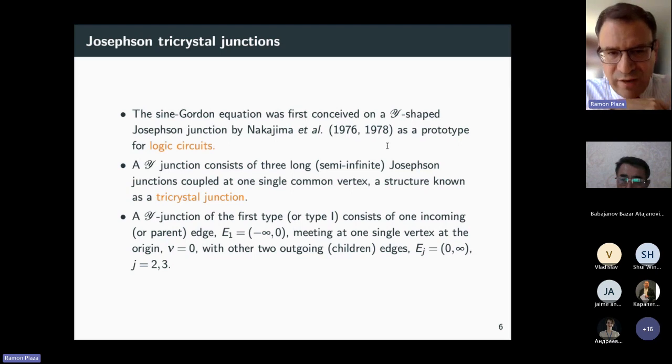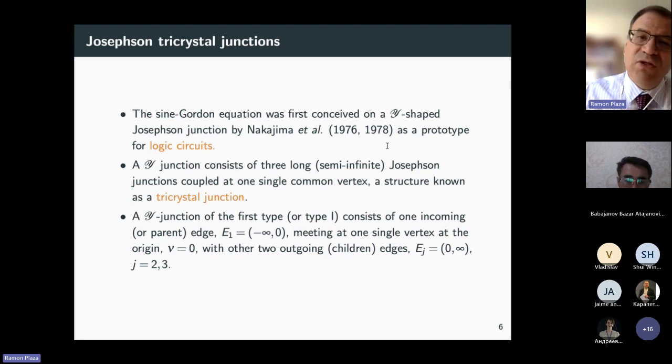What is a Y-junction graph? You have three long semi-infinite Josephson junctions coupled with one single common vertex. This is also called in physics a tricrystal junction. I'm going to talk about Y-junctions of the first type, which means we have one common or parent edge, E1, from minus infinity to 0. This is a half ray. And it meets at one single vertex with two other children edges, Ej, which go from 0 to plus infinity, j equals 2 or 3.